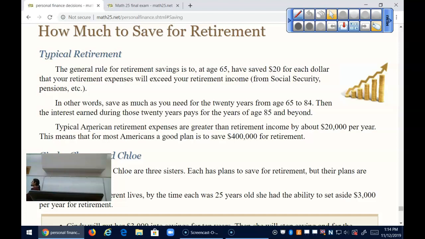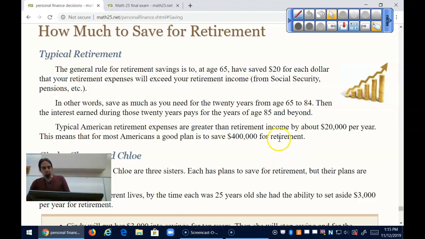A typical American's retirement expenses, how much they spend more than their income, is about $20,000 a year. So if you take this and times 20, people should save on average about $400,000 for retirement. When we say on average, what's the representative person? Well, by then they've paid off their house, they're not putting kids through college, they're just sort of boring and retired. Right? This isn't people buying lots of yachts and going on vacations every weekend. This is just a normal American middle class.